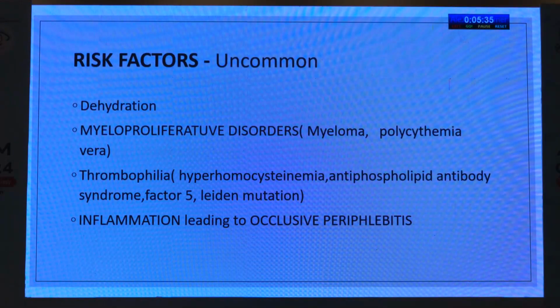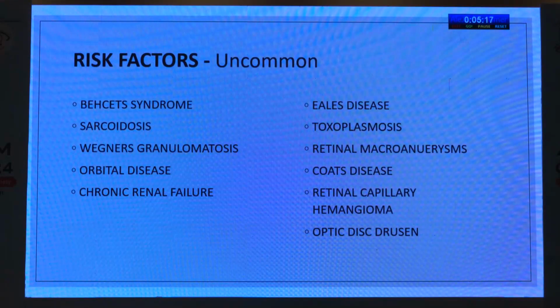The uncommon risk factors are dehydration, myeloproliferative disorders such as myeloma and polycythemia vera, thrombophilias, wherever there is increased hyperviscosity of the blood, hyperhomocysteinemia, and inflammation which can cause occlusive periphlebitis. Other risk factors are Behçet's disease, sarcoidosis, Wegener's granulomatosis, orbital diseases, and chronic renal failure. It is also seen in retinal diseases such as Eales disease, toxoplasmosis, and Coats disease.